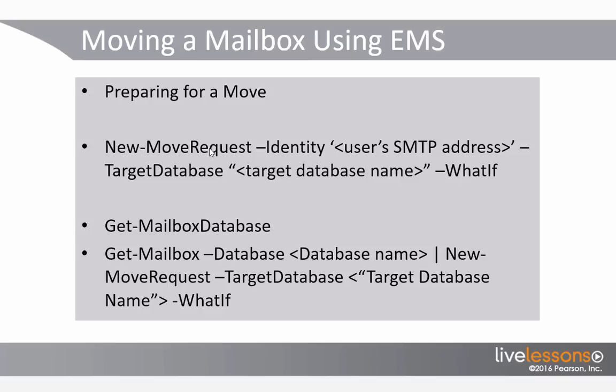We have New-MoveRequest. That's the cmdlet that creates the move request. Then we have the Identity switch, followed by the user's email address in SMTP format. Then we have the TargetDatabase switch, and we specify the target database name. This is the destination where the mailbox will go to as a part of the move. And then you'll notice right here I've got a parameter called WhatIf. Now, WhatIf is something that's part of PowerShell. It's not part of Exchange, it's native PowerShell.